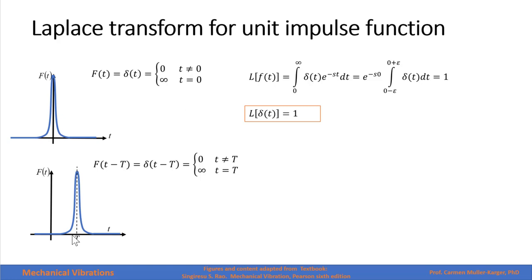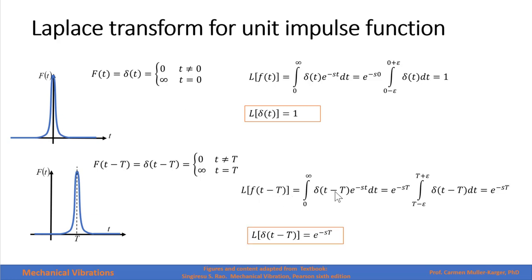When we have a delayed impulse that occurs at capital T, we can write the function as delta of t minus T. Nothing occurs before T, and then we have the Dirac delta: 0 for all times different from capital T, and infinite when t is at capital T. The Laplace transform then will be the integral from 0 to infinity, but the function is 0 for all times except for an epsilon before capital T and an epsilon after capital T. As you see, this term becomes a constant at t equals T, and then we can say that this integral is equal to 1. Therefore, our Laplace transform for a delayed impulse becomes e to the negative sT.